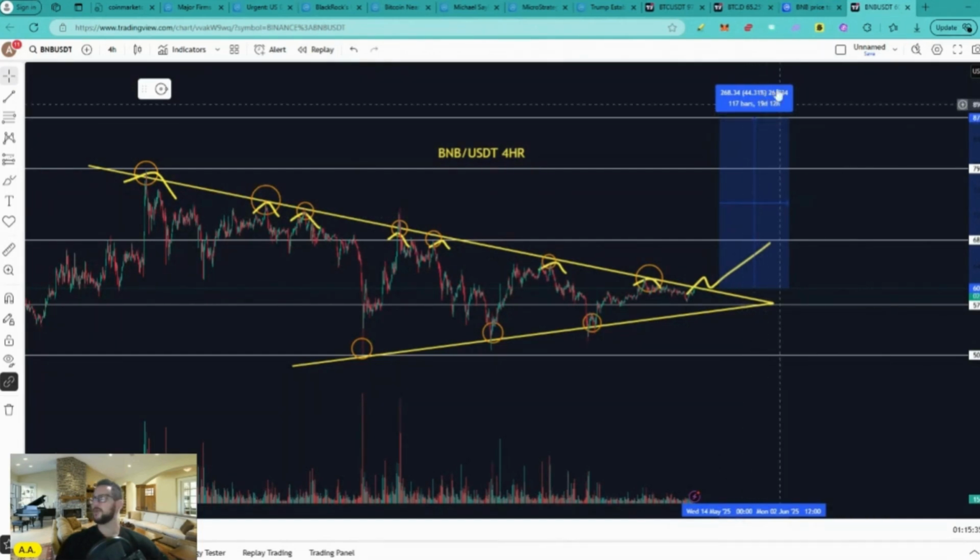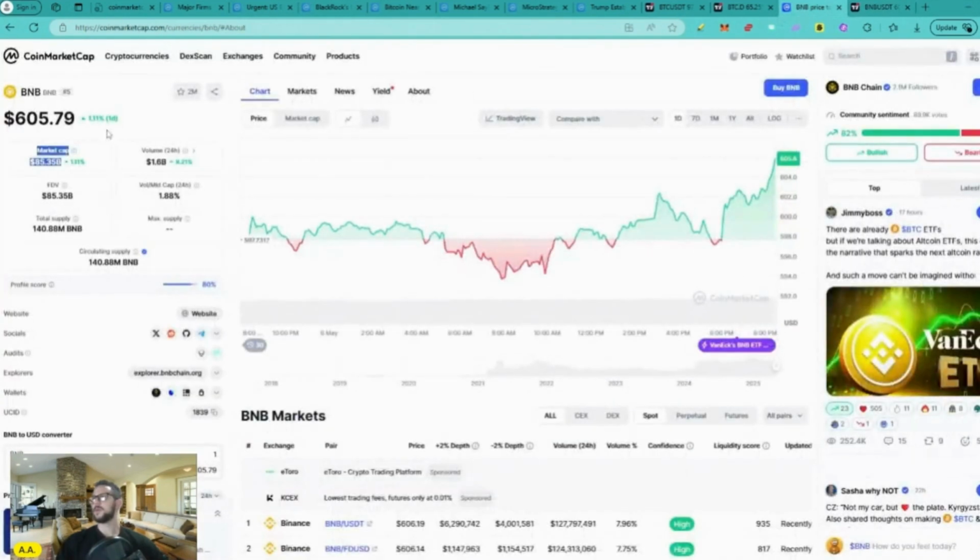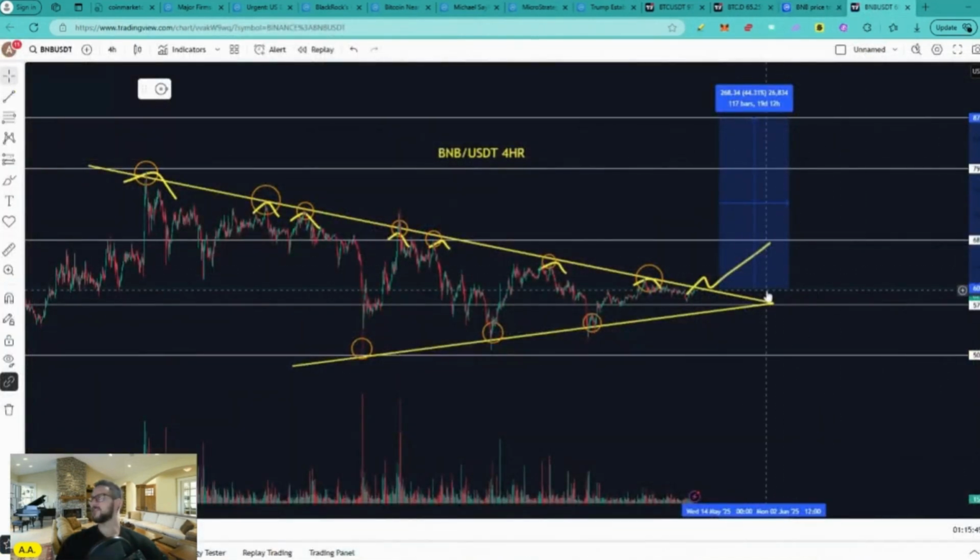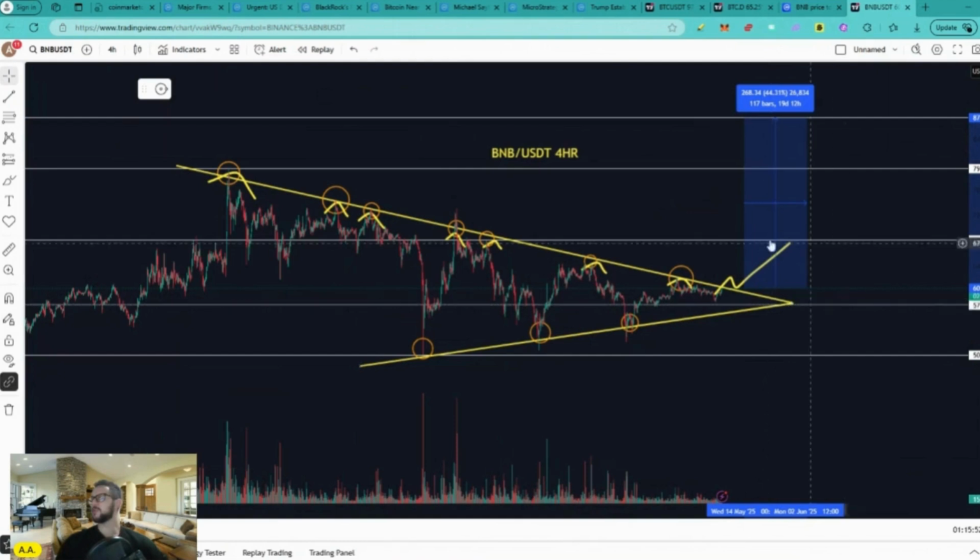And that's a huge move out of BNB, guys, because remember, BNB has a market cap of over 85.35 billion. This is a large cap, a heavy token, and therefore it needs a lot of liquidity to flow into it in order to move. It's not going to move easily. So a 44% move out of BNB is huge.